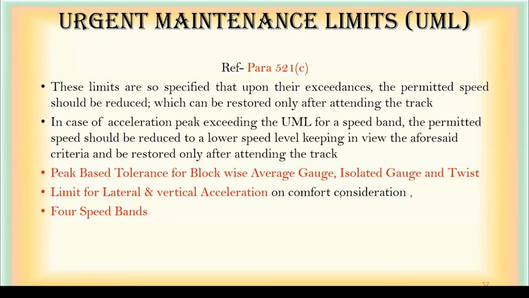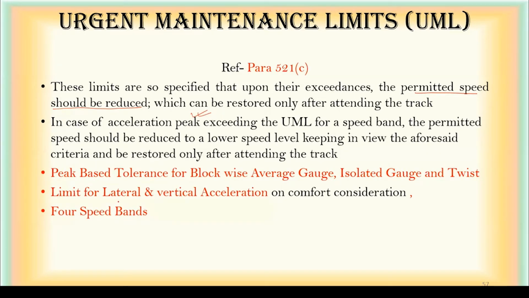You can see it says that if these limits are exceeded by our track parameters, track measurement, then in such cases we have to reduce the speed. We have to impose the caution order, and that's why it was indicated in NVML that as soon as NVML is reached, try to attain the track as soon as possible. Otherwise, we will reach here and then we have to apply caution order. And this is based on acceleration peaks and gauge twist defects.